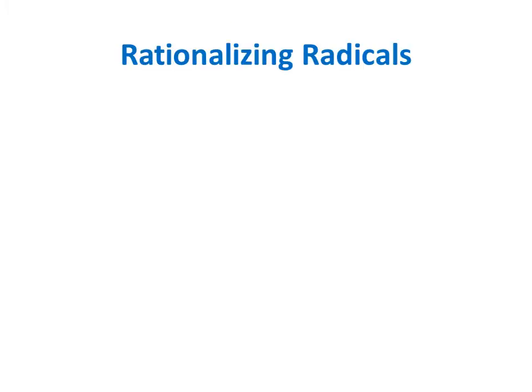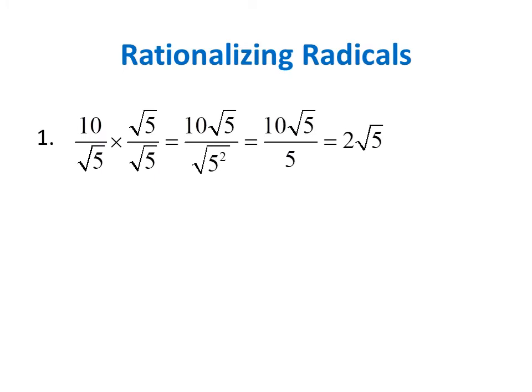Let's rationalize some fractions with a radical in the denominator. Let's say we are given 10 divided by the square root of 5. So in the denominator, we have the square root of 5. First, we cannot simplify this radical further, so we can proceed to finding the conjugate. What is the conjugate of square root of 5?